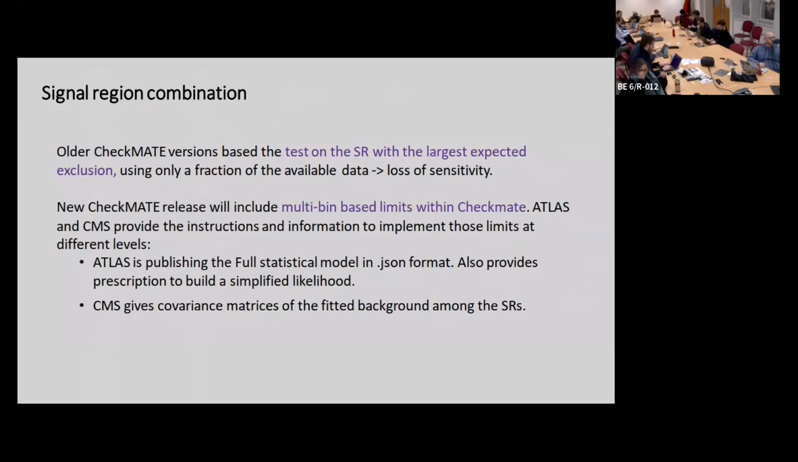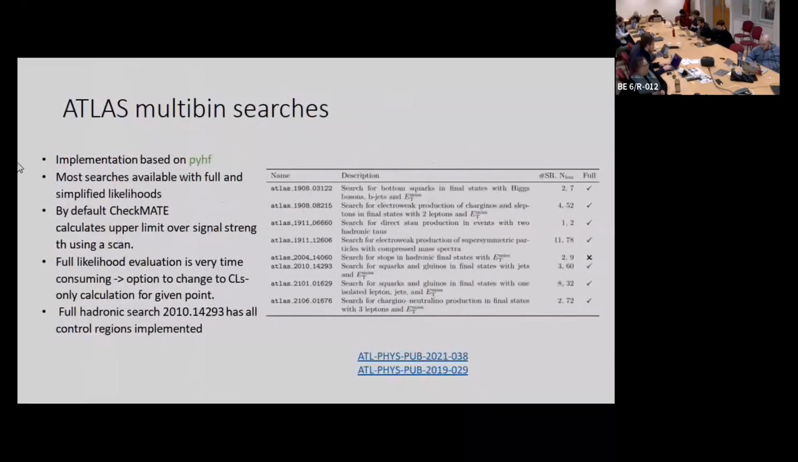In the case of ATLAS, they are publishing in HEPData, as they explained before, the full statistical model in JSON format. They also provide a prescription of how to build a simplified statistical model, taking all of the background information in one single sample. And CMS is giving instructions and information about a simplified model using the information from the covariance matrix that is enough, again, to reconstruct the statistical model with good accuracy. So what do we do? In the case of ATLAS, we are based on pyhf, an implementation of the combination of information from different signal regions.